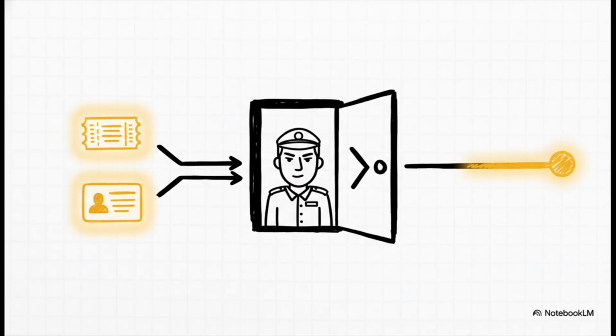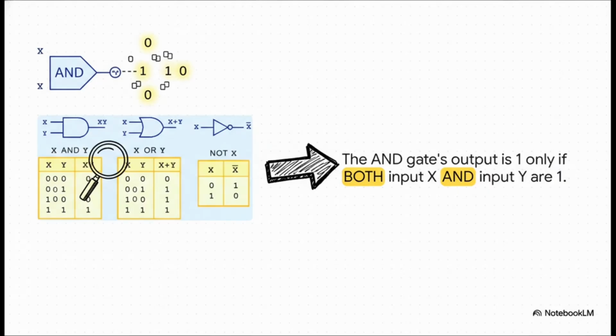First up, we've got the AND gate. The best way to think about this one is like a really strict doorman at a club. To get in, you need to have your ticket and your ID. If you only have one, it's a no-go. You need both. And you can see that rule playing out right here in its truth table. Just look. The output is only a 1, or true, in that very last row. That's the only time when both input X and input Y are 1. Any other combo? You get a 0.